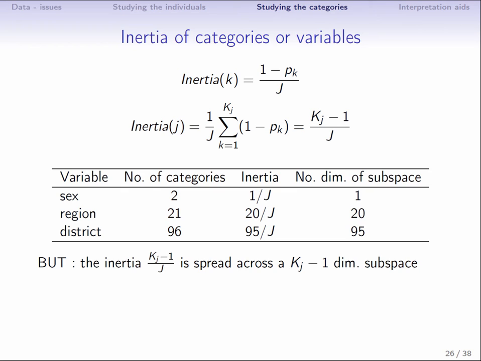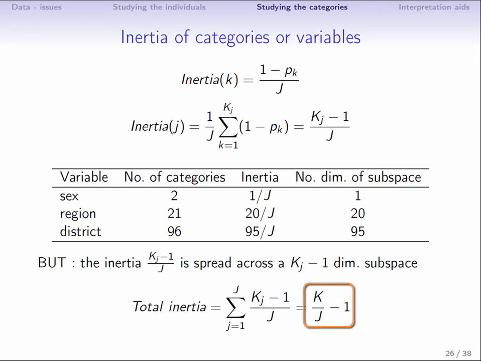In contrast, the region variable could be linked with many dimensions, with, for example, one dimension separating the north from the south, another the west from the east, etc. And to bring this to an end, we can calculate the total inertia by taking the sum of the inertias of all the variables. And surprise, we get the same value as the inertia of the point cloud of individuals, that is K over J minus 1.